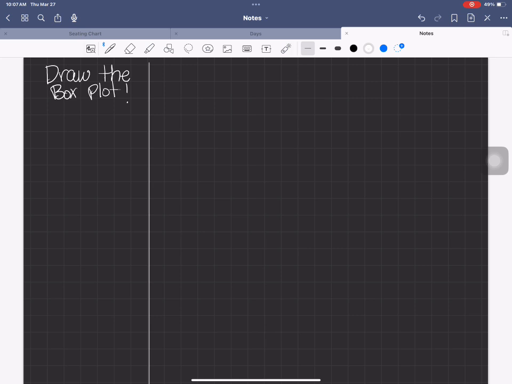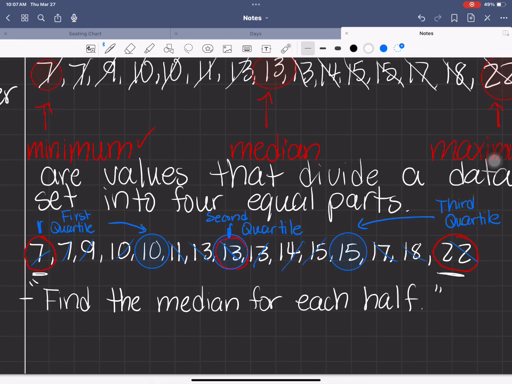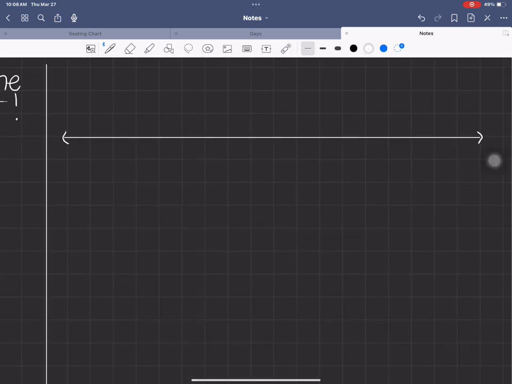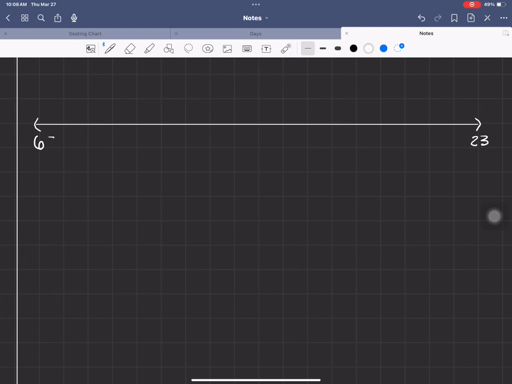Now we're not done there yet. Now we're going to learn how to draw the box plot. So you're going to draw a number line. And you have to draw your number line with the right numbers, right? Here we have 7 and 22. So I'm going to use a number less than 7 and then a number larger than 22. So I'm going to start at 6 and end at 23 on my number line. So I'm going to label my number line from 6 to 23 because our data goes from 7 to 22.